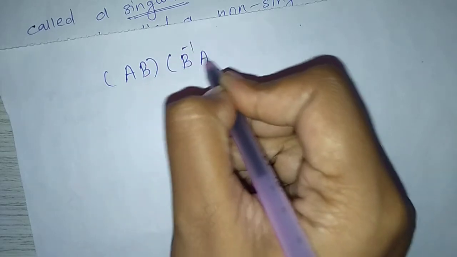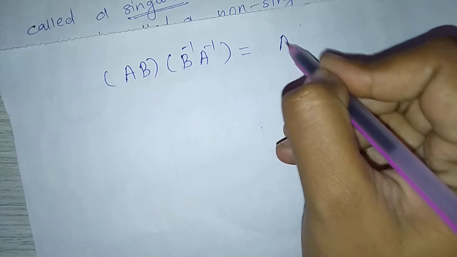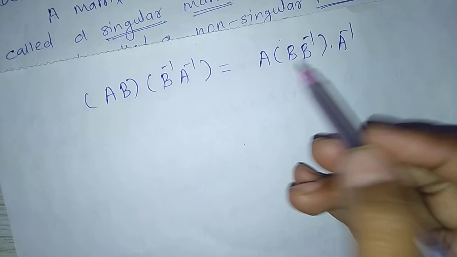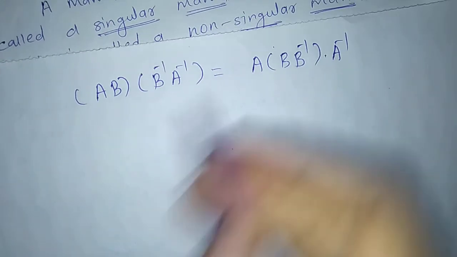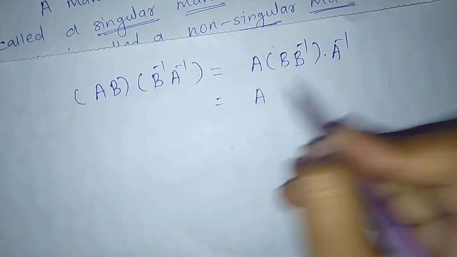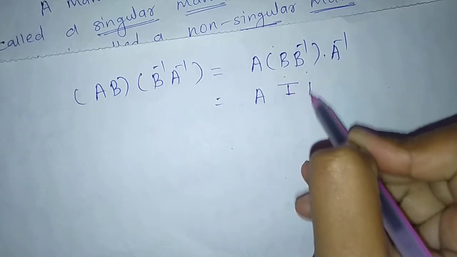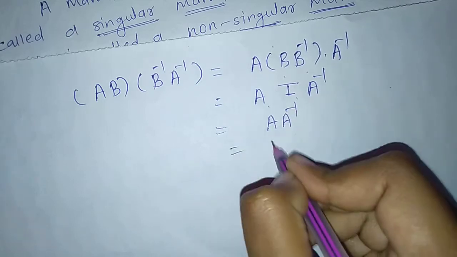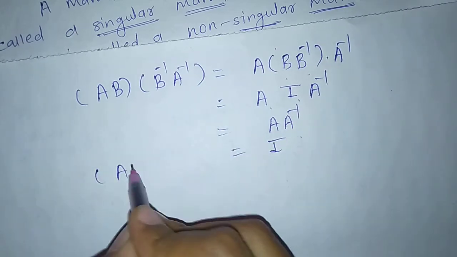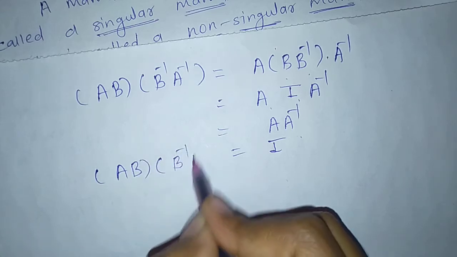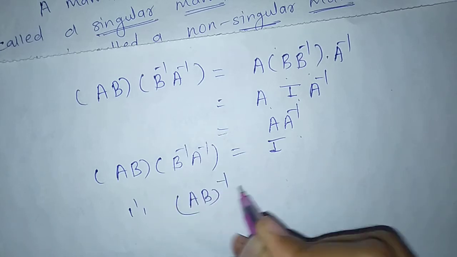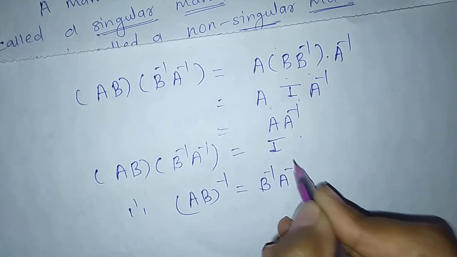A into B into B inverse A inverse equal to A into B into B inverse into A inverse, because multiplication is associative in matrices. B into B inverse means identity, so identity into A inverse. A into identity into A inverse, A into A inverse equal to identity. Means here we get A into B into B inverse A inverse equal to identity. Therefore, inverse of AB equal to B inverse A inverse.